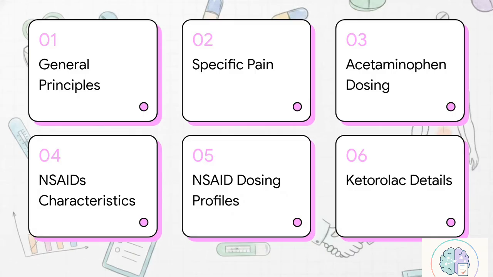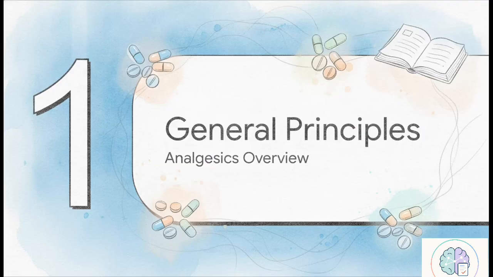Here is our agenda for today. We'll start with general analgesic principles, move into specific pain treatments, cover acetaminophen dosing and its risks, break down the 9 key characteristics of NSAIDs, look at their specific dosing profiles, and finally, wrap up with the strict details of ketorolac dosing. All right, Section 1, Analgesics and their general principles.